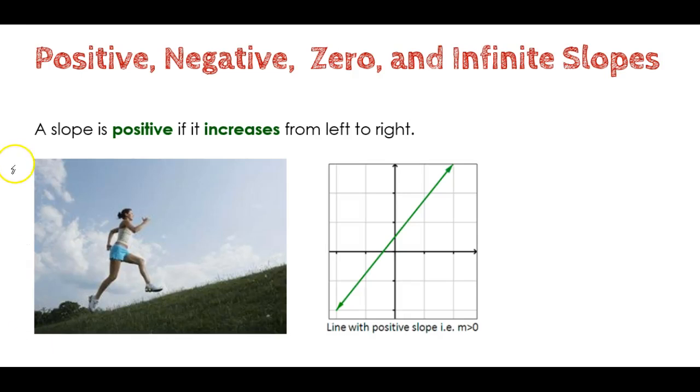So I want to continue our discussion around slopes. And so today we're going to be discussing the difference between a positive slope, a negative slope, a zero slope, and an infinite slope, and what that will look like on the graph.